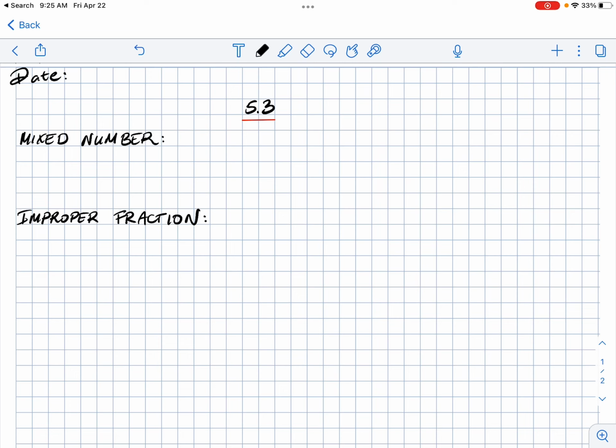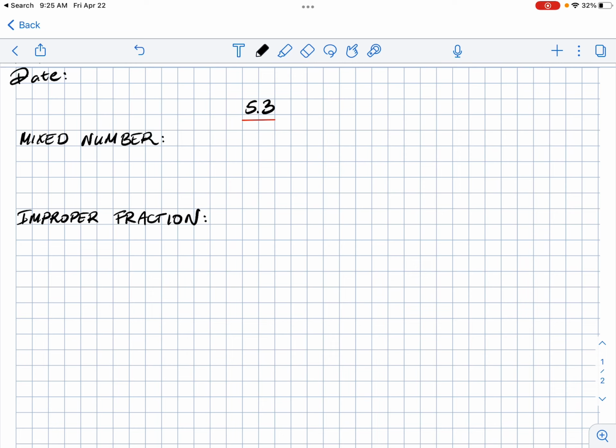This is lesson 5.3 on comparing and ordering fractions and decimals. Before watching the recording, please make sure that you have either a graph sheet of paper or your math journal with you, and you may go ahead and write down what you see on the screen here.